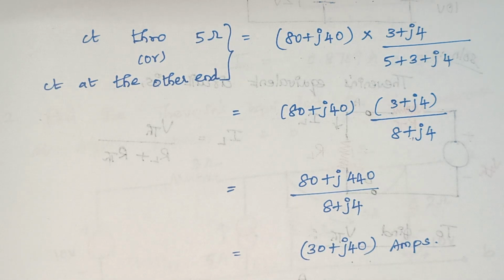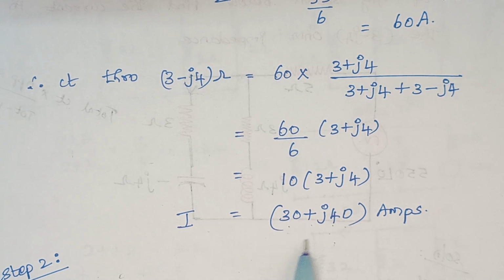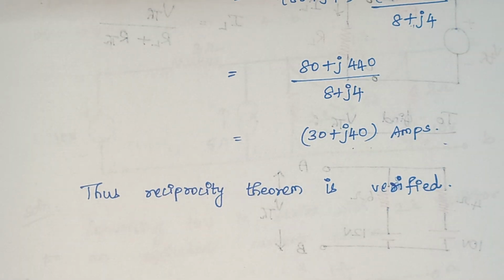Right. Now we can check this value with the value we got in step 1. So in step 1 the value is again the same, right? 30 plus J40. So once we are getting the same value for both the cases, then we can simply say the reciprocity theorem is verified. Right. Here comes the end of this problem.